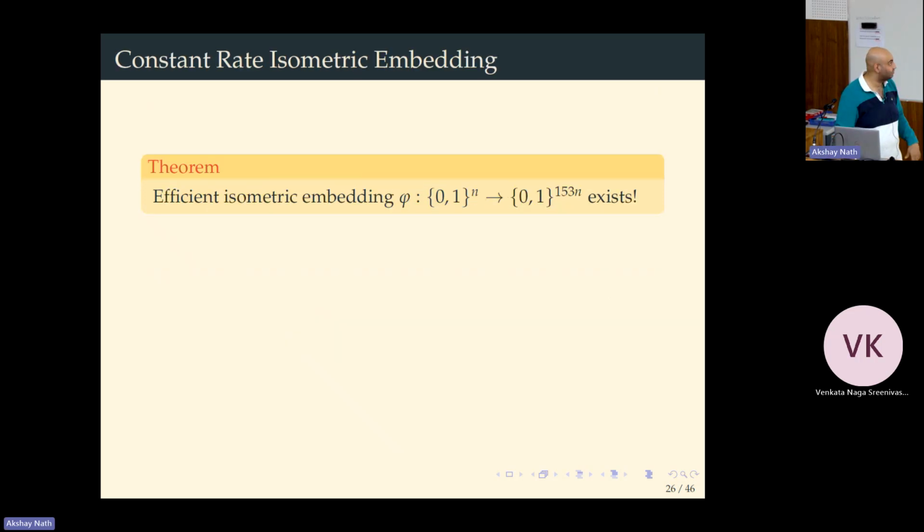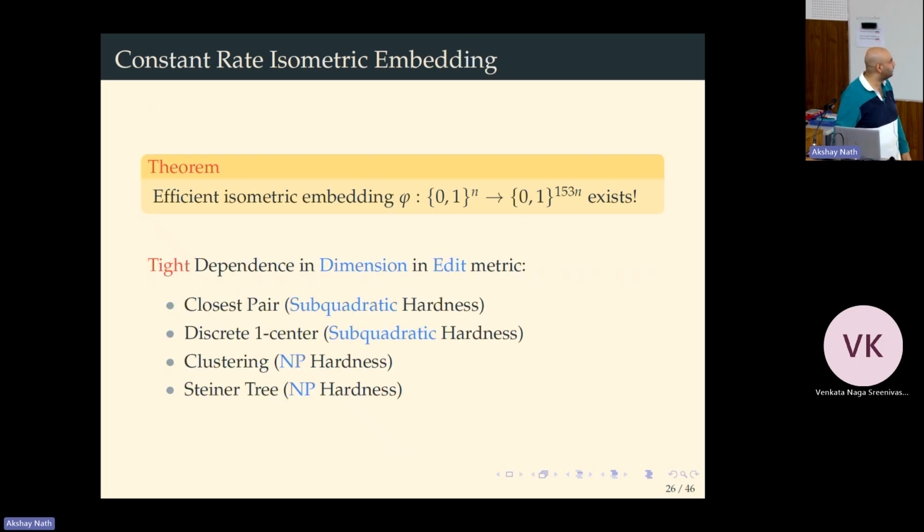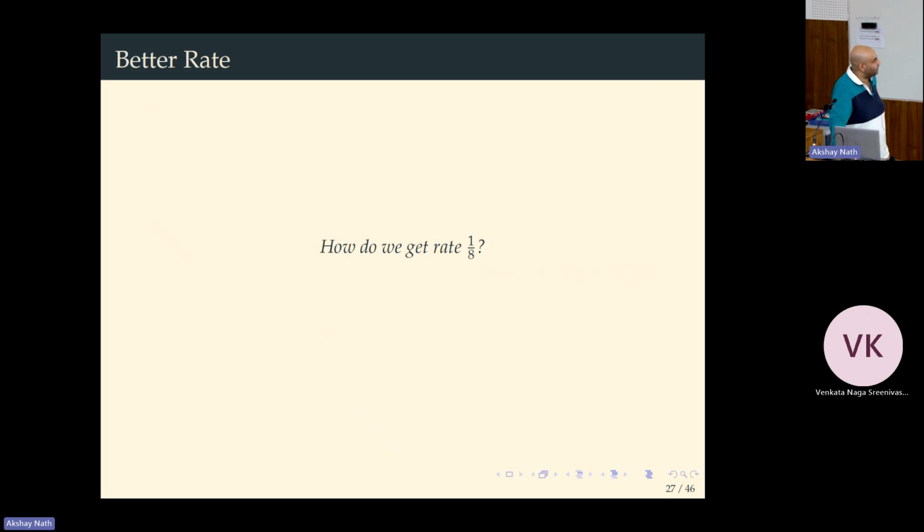Okay, so let's go back though. We have already done something. We have shown that there's an isometric embedding from n bits to 153n bits, which was not known before. And this gives you tight applications. The dependency in dimension is tight. It's order log n. So how do we get rate 1 over 8?